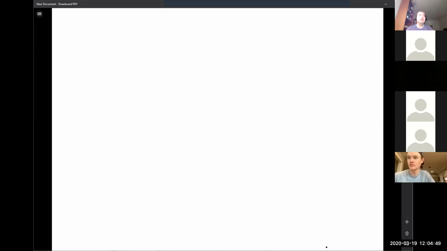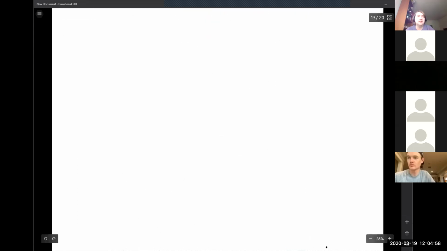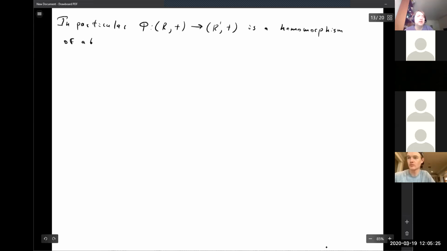Now, here the similarity with the groups continues, because in particular, phi from R plus to R prime plus is a homomorphism of abelian groups, hence the kernel of phi coincides with the kernel of the above group homomorphism.